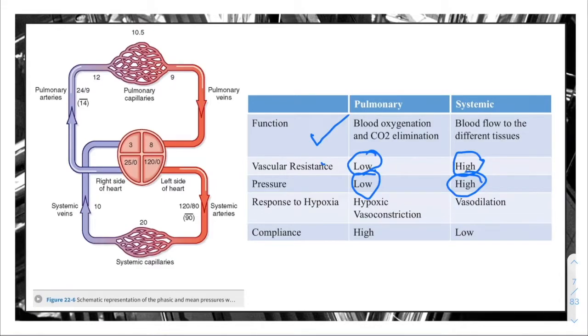How about response to hypoxia? Pulmonary circulation has a very unique response to hypoxia. They vasoconstrict in response to hypoxia. However, in your systemic circulation, you have vasodilation. How about compliance of the vessel? You have a very high compliance in your pulmonary circulation, while a low compliance in your systemic circulation.